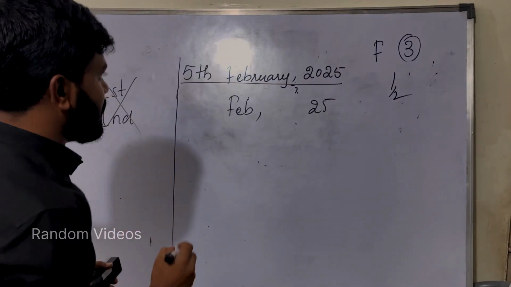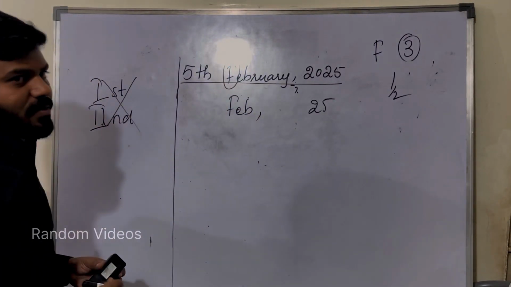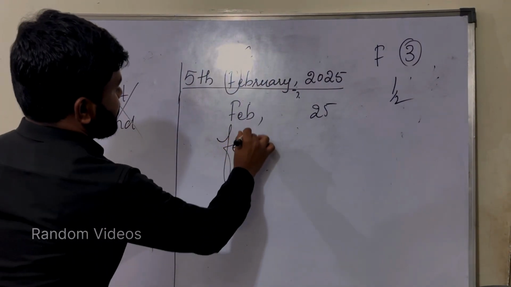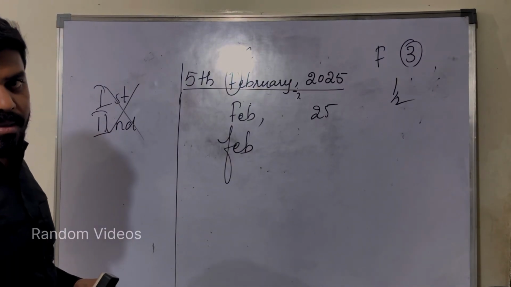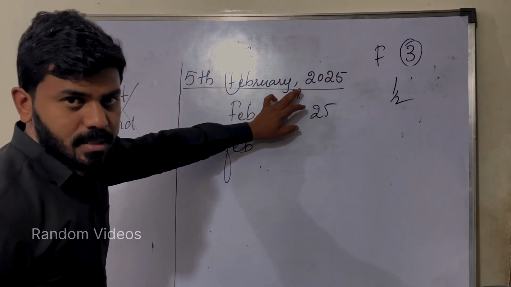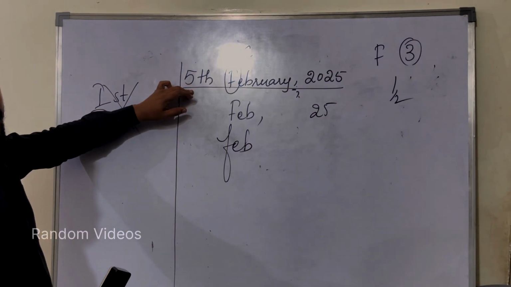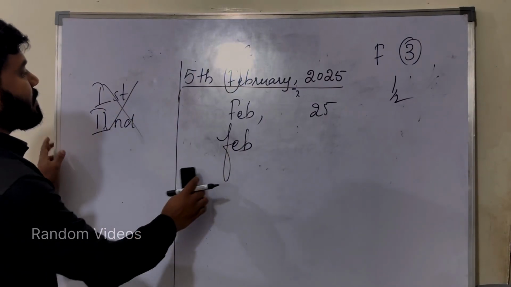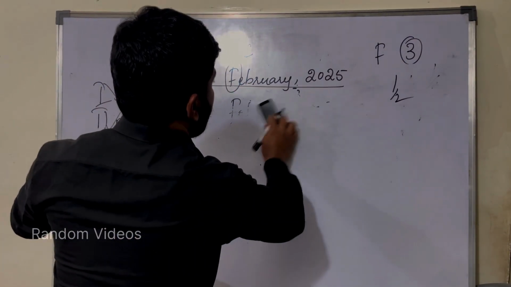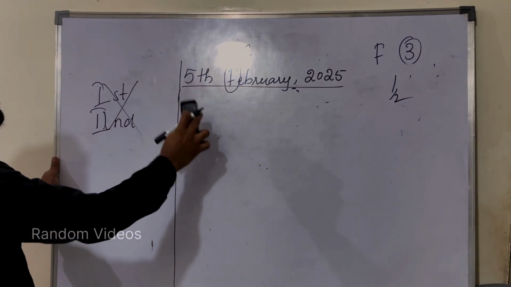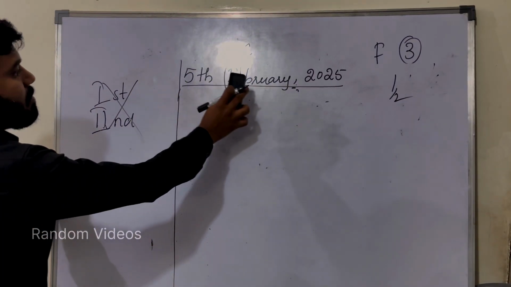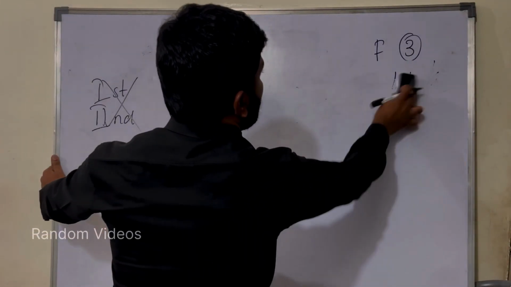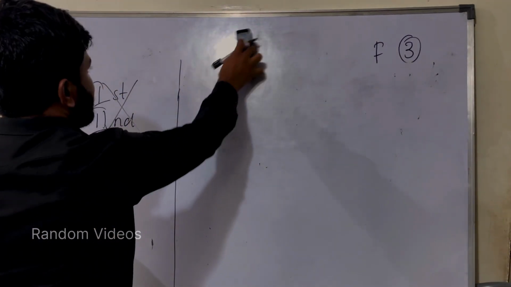And there is also a condition: the first letter of the month should be in capital. You cannot write like this. You will not be given half a mark. This comma is compulsory. This TH is also compulsory. If it is first, ST. If it is second, it is ND. If it is third, it is RD. Okay? Keep all these things in mind. This is the only format you need to follow. Please do follow this: first date, month, year. So we have covered 1 mark of the format.